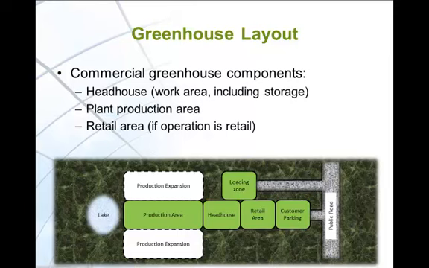With this, we complete the material flow idea by delivering raw materials from the loading zone to the headhouse, where raw material is prepared and sent to the production area for growing. Matured plants are harvested from the production area and sent to the headhouse for packaging, and then sent to the retail area for sale or shipped out.